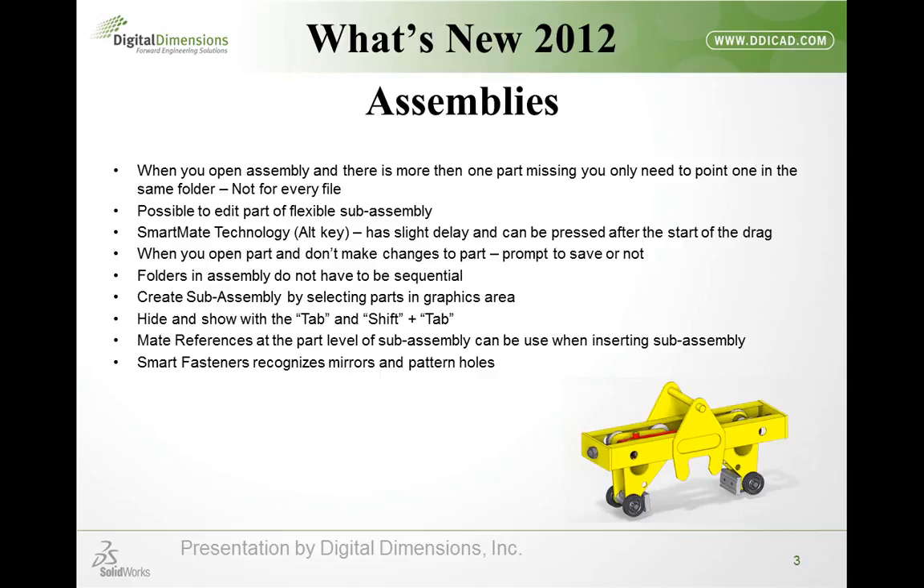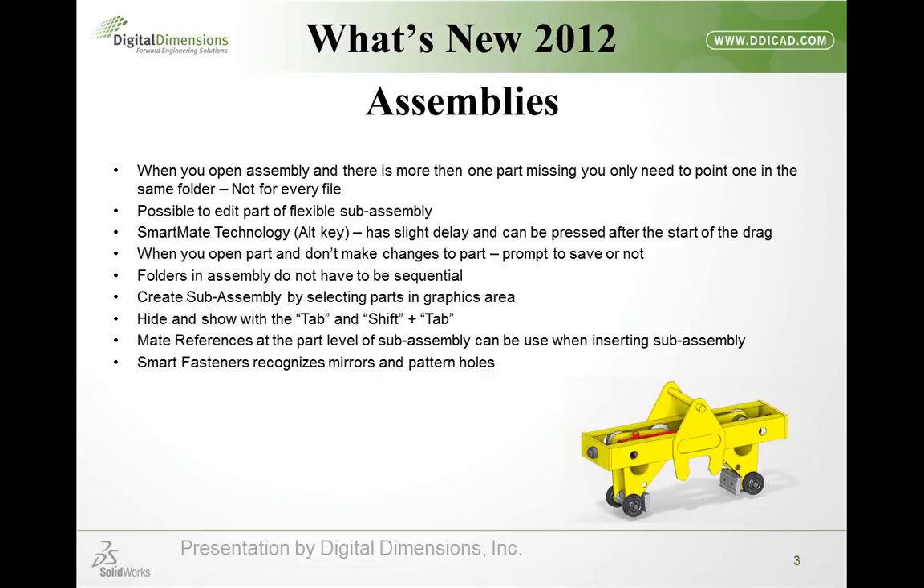The SmartMate, the Alt, it's actually been changed so it's a little bit easier to use. They've made some changes to that. Oh, yeah, opening and making changes to the part. I'll talk about that one a little bit more when we get into the model. Folders and subassemblies. You don't have to have all the parts in sequence. Create new subassemblies by selecting parts in the graphics area. That one I think is a big one for me just because I tend to like to work in the graphics area a little bit more.